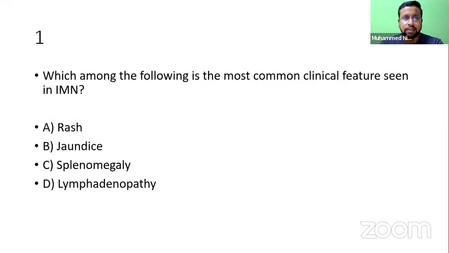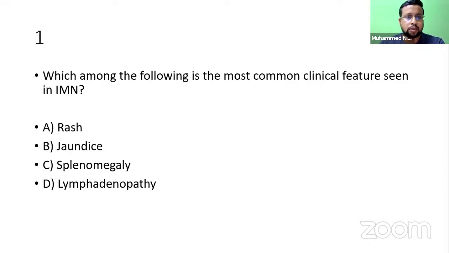The first question is, which among the following is the most common clinical feature of IMN? I'm just starting because we have already been a bit late. Which among the following is the most common clinical feature in infectious mononucleosis was one of the questions that was asked, which was quite a straightforward question. The options given were rash, jaundice, splenomegaly, and lymphadenopathy.